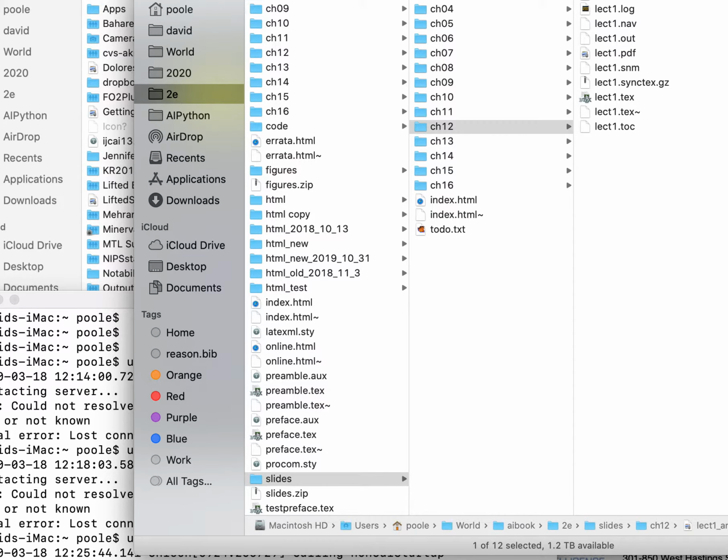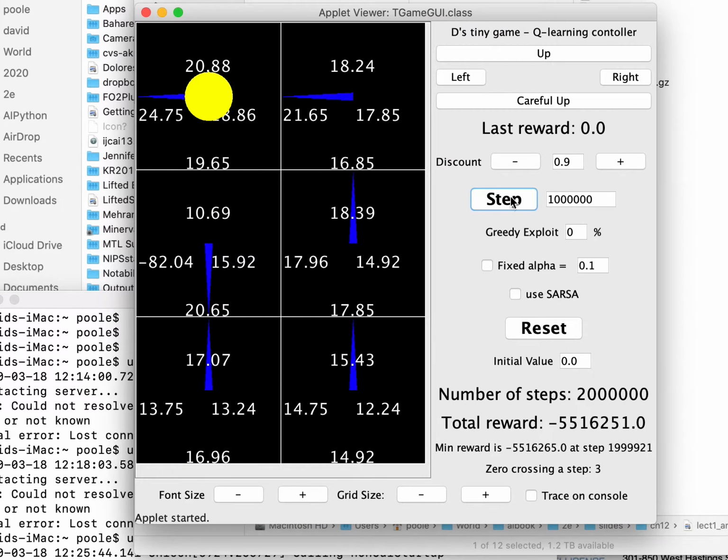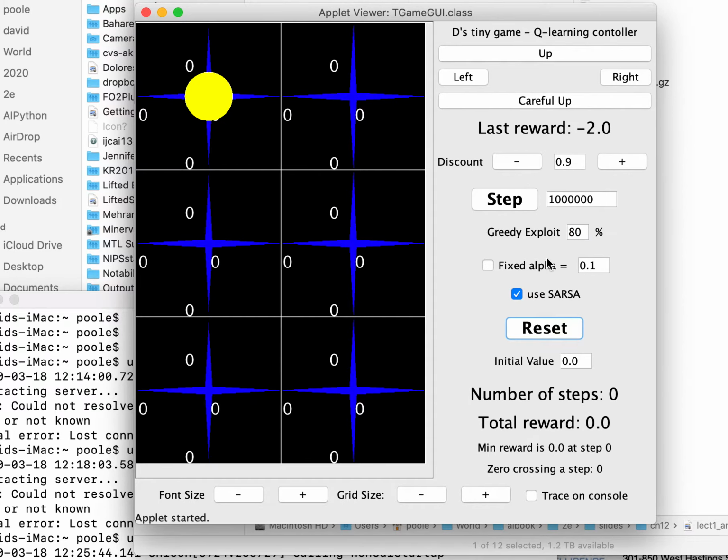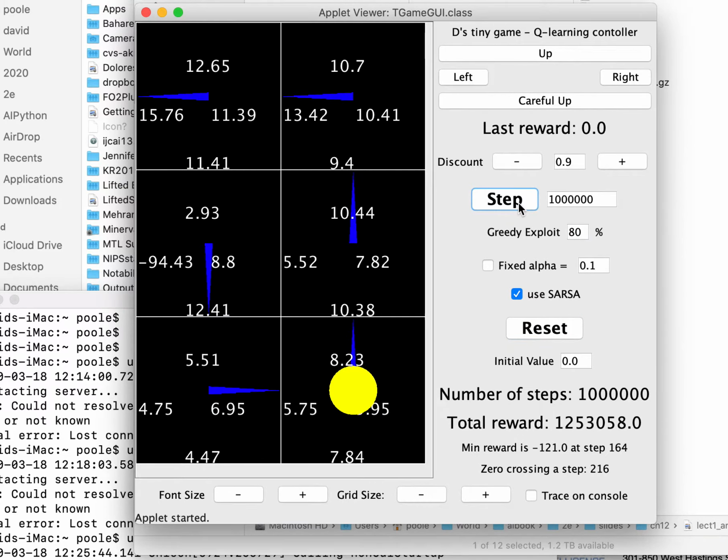So if we go back to the application we were looking at before, the applet viewer, we can reset this. Now we're going to exploit 80% of the time. We're going to use SARSA. We reset this and step this, and it finds out the best policy here is to actually go right.